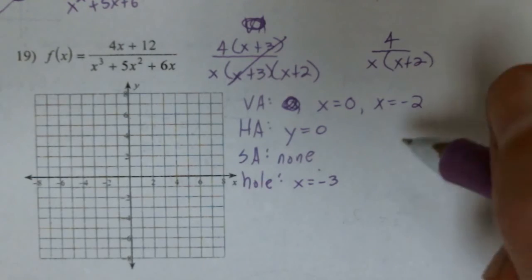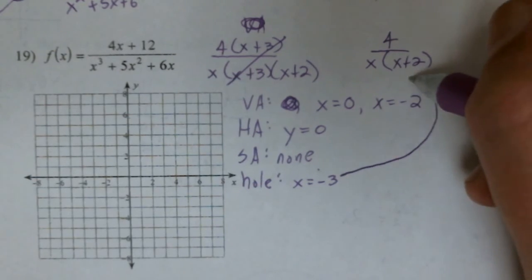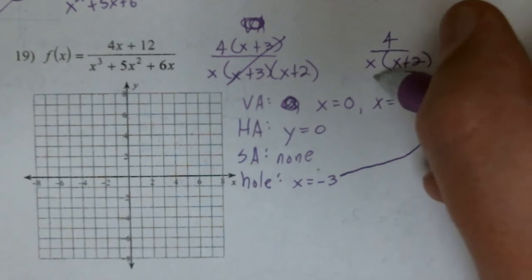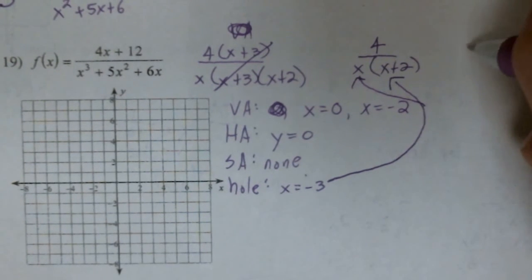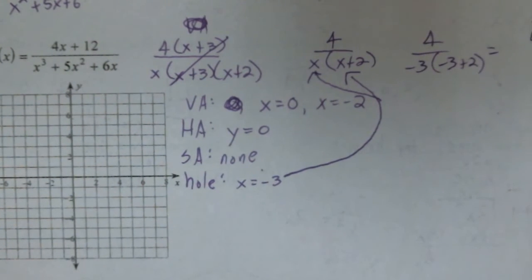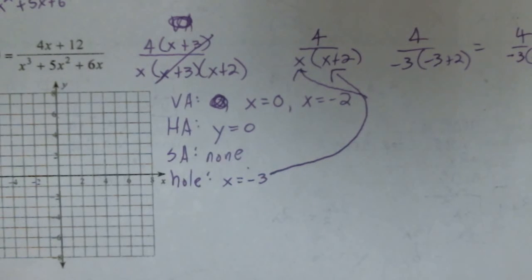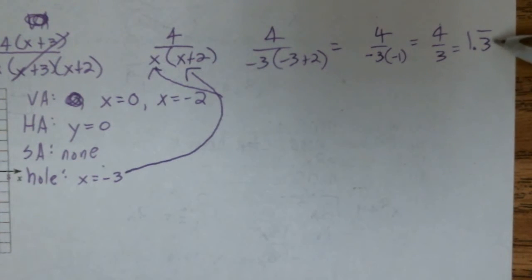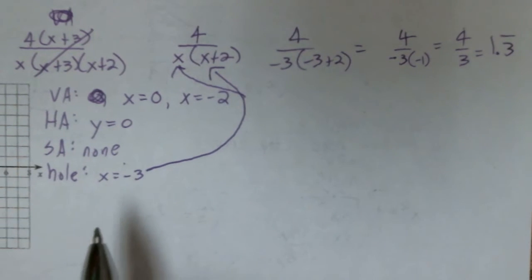What you're going to do is take this value and substitute it in for x into the new equation. So I'm going to have 4 over negative 3 times negative 3 plus 2. That's 4 over negative 3 times negative 1, which is 4 over positive 3, which is 1.3 repeating.